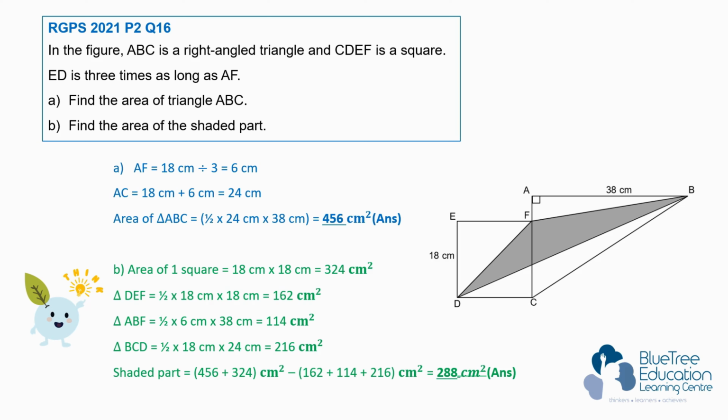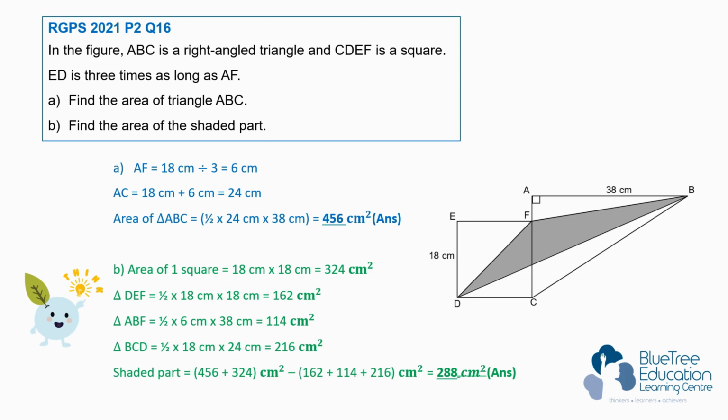Now part B. Find the area of the shaded part. To find the area of the shaded part, which is like a triangle, it's difficult because the shape is odd. It's quite weird. So what we're going to do is find the area of the unshaded parts. We will first find the total area of the square and the triangle ABC, and then we will minus the unshaded parts.